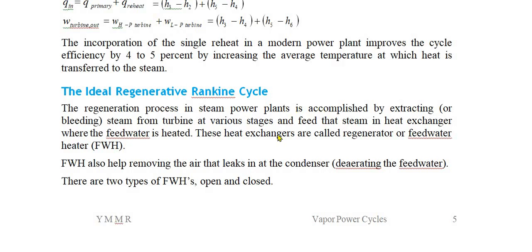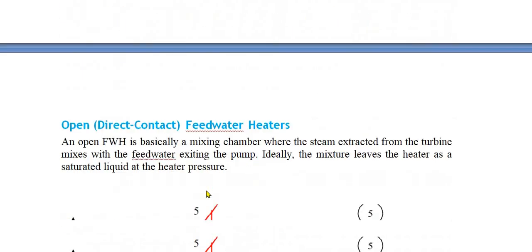So we allow the steam to expand partially in the turbine, and some portion of the steam is trapped to heat the feed water. Thereby the temperature of the feed water entering the boiler can be increased, and thereby the plant efficiency can be increased. The feed water heater also helps to remove the air present inside the condensed liquid. That process is called deaerating the feed water. There are two types of feed water heaters, open and closed, that is direct and indirect. We will see them one by one.